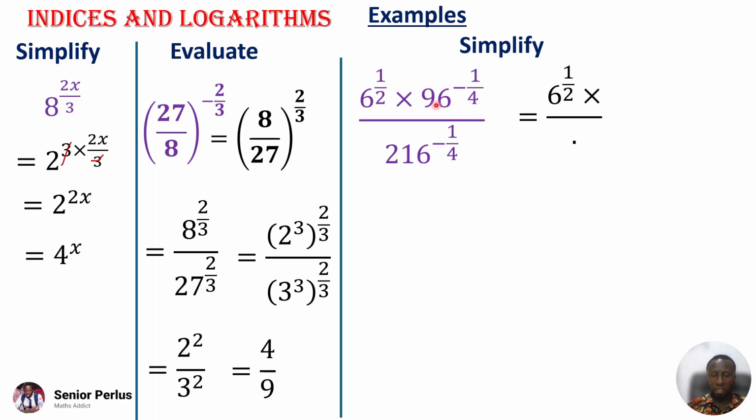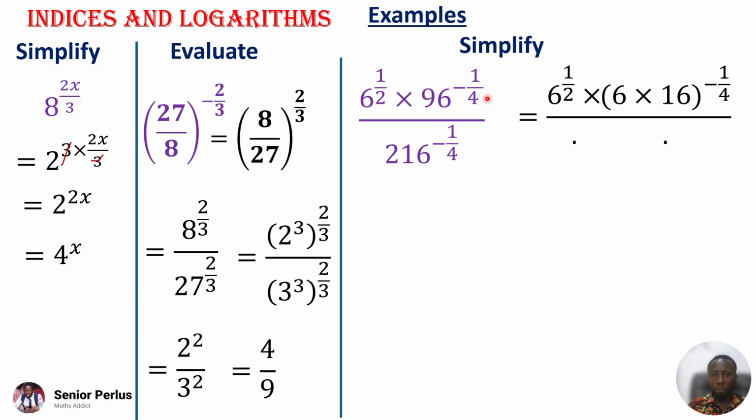So here is 6. We cannot do anything about this one. The 96 to the 4th root, you get decimals here. So that means you have to look for a number. So there's a 6 here. So 6 times what gives us 96? Divided by this one, 96 is 16. So therefore 6 times 16 is 96.